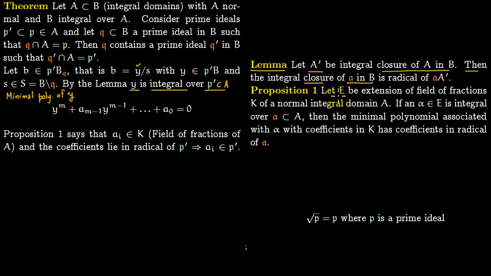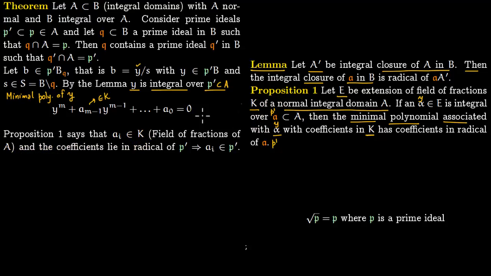Now we read our proposition 1 and make sense of this minimal polynomial. Proposition 1 says: let E be an extension of the field of fractions K of a normal integral domain A. If alpha in E is integral over A, then the minimal polynomial associated with alpha, in our case y, with coefficients in K, has coefficients in the radical of A. We are considering y in some extension field, which is integral over P prime in A. So this is the minimal polynomial associated with y, but the coefficients lie in K, the field of fractions of A. Here A is P prime.